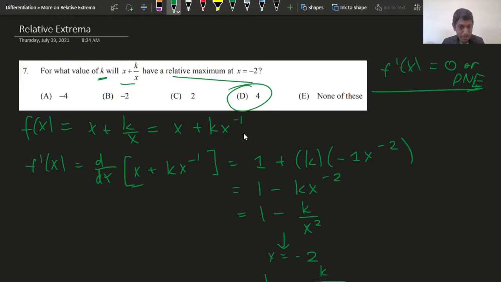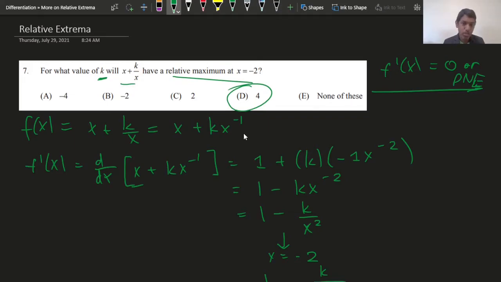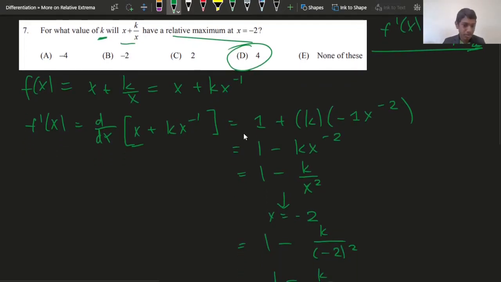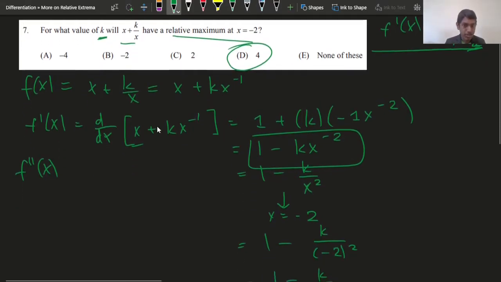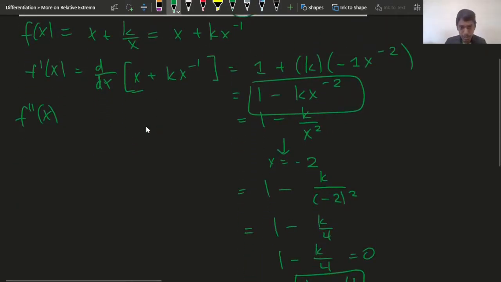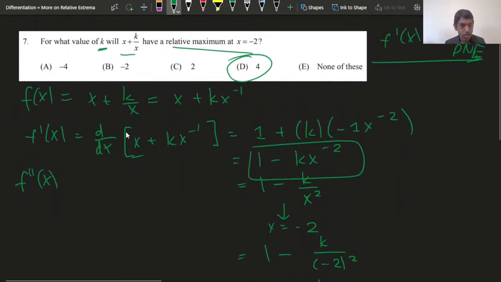But perhaps this is not a relative maximum. So we still have to figure out whether it's a relative maximum or minimum, just to make sure that College Board doesn't trick us. Although, frankly, you could also just move on here if you're running out of time. Okay, so let's look at the sign of the second derivative to see if it's a relative maximum or minimum, because right now we don't know that. We know that there might be an extrema at k equals 4, but we don't know whether it's a relative maximum, which is what the question is asking.